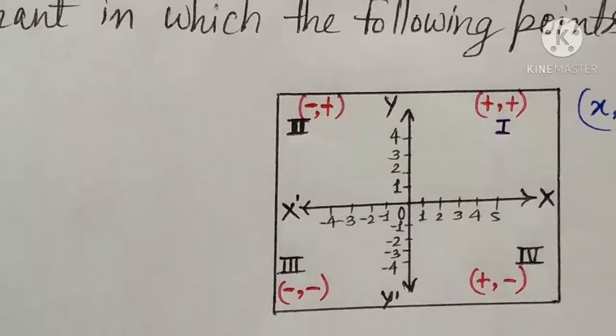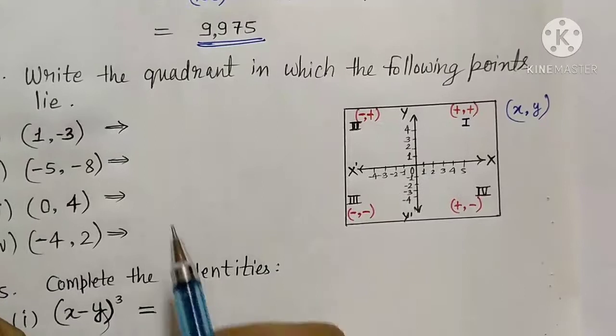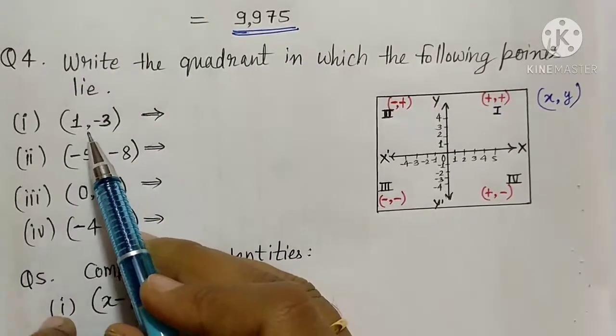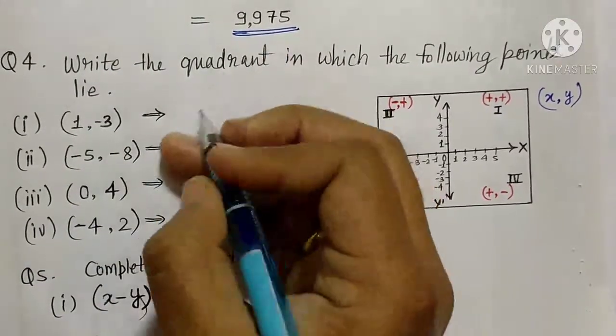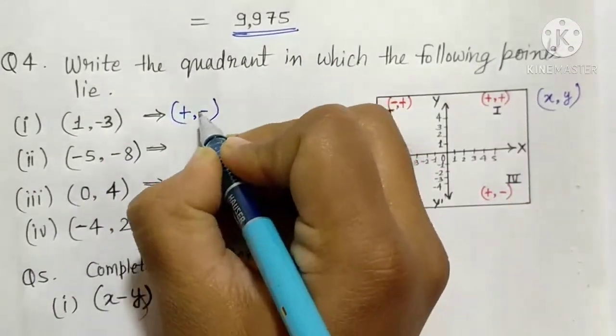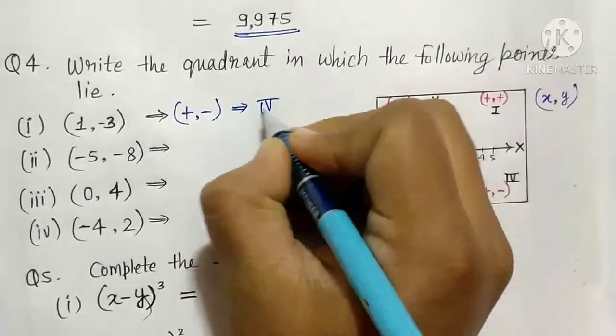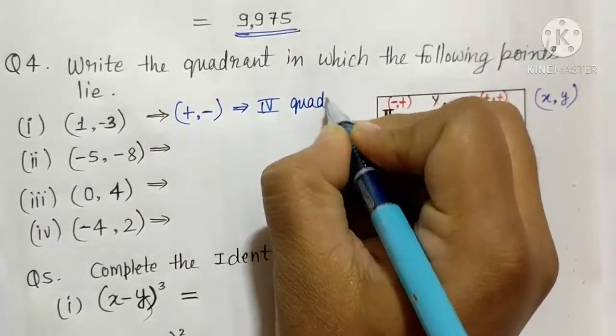Now if you observe our points given in the question, just check here, 1 comma minus 3. 1 is positive, then minus. So where is plus minus coming? Just check here, plus minus is fourth. So you need to remember this one. So it is coming in the fourth quadrant.